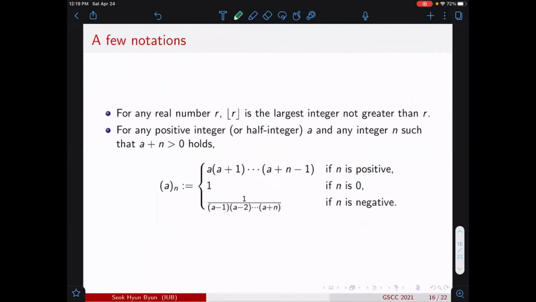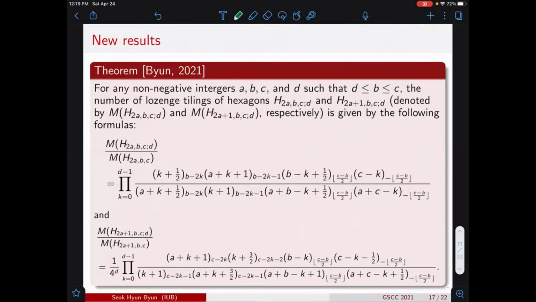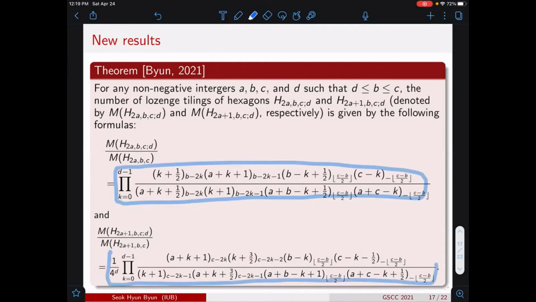And here are some notations that are needed to understand the statement. And here is the theorem. So we have some complicated expression here or here. And again, the denominator is known by MacMahon's formula. And same for this. So this theorem provides the number of lozenge tilings of this region and this region.